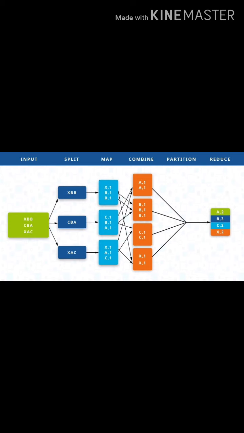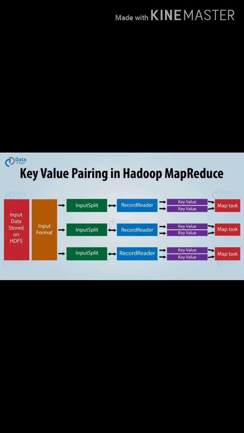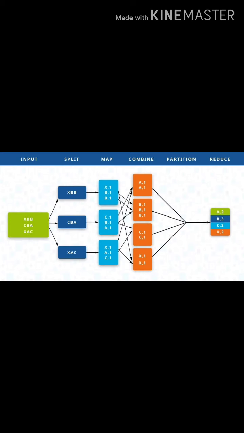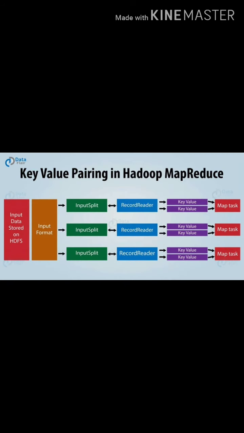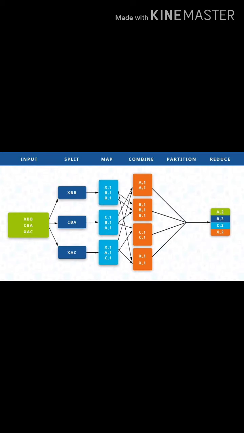So a job is divided into multiple tasks which are then run on multiple data nodes in a cluster. It is the responsibility of the job tracker to coordinate the activity by scheduling tasks to run on different data nodes, whereas the execution of each individual task is then looked after by the task tracker, which resides on every data node executing part of the job.